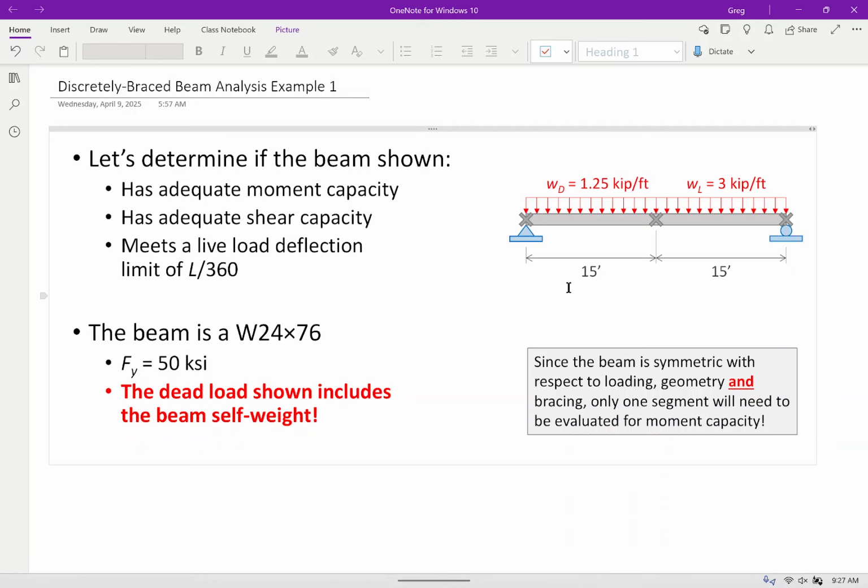Now, first off, I don't care if this is a continuously braced beam. I don't care if it's a discretely braced beam. The L over 360 step, that's the same. We're still doing our deflection check the same as we did before. That doesn't change. Okay. The capacity calculation, though, that is going to be different. Okay. So let's see what we can do with this. All right.